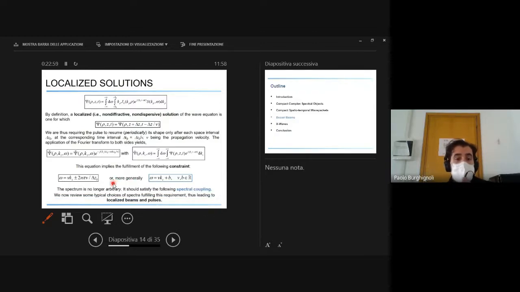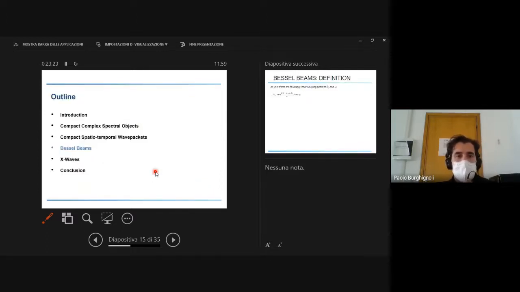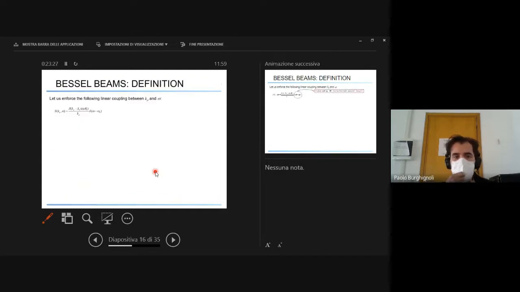And this constraint means that in order to have a localized wave that is non-diffracting and non-dispersive, the spectrum can no longer be arbitrary, but it should satisfy this sort of spectral coupling. And in the following, we will see some examples of spectra that fulfill this constraint. We will start with the simplest one, which are called Bessel beams.